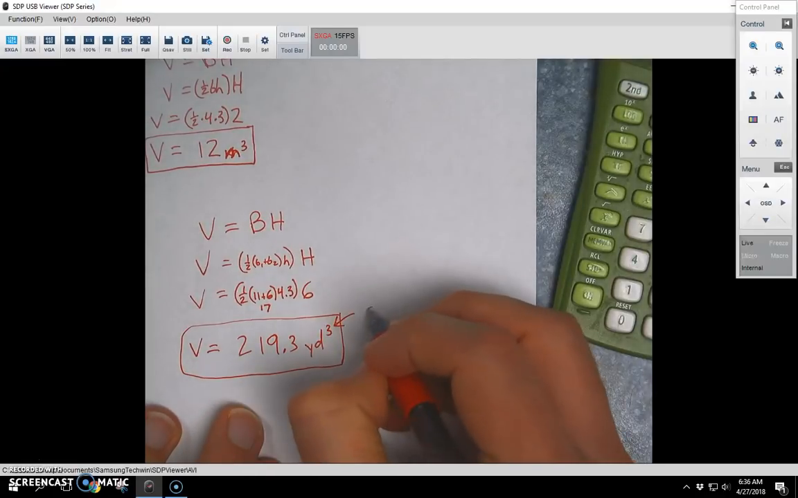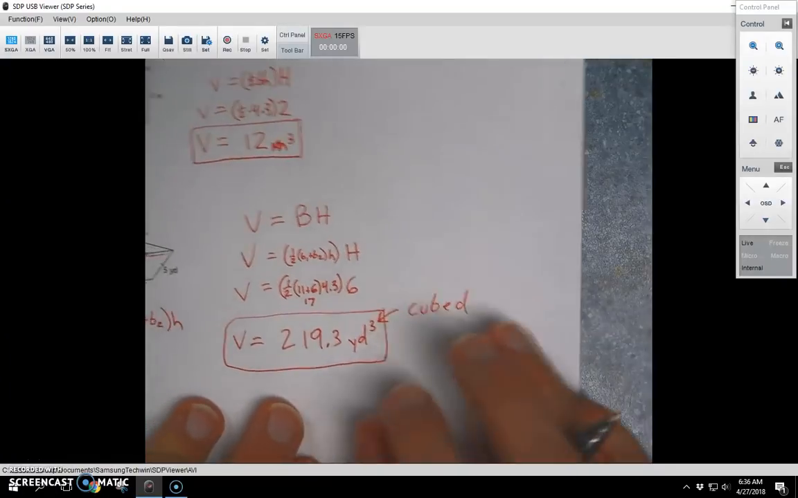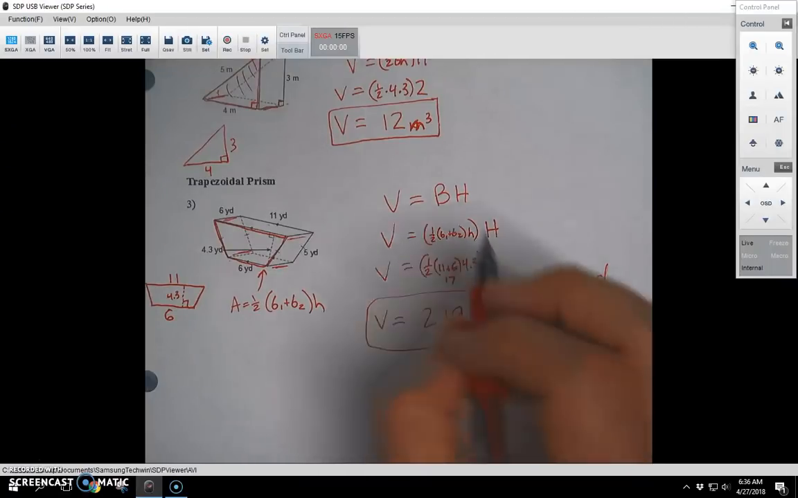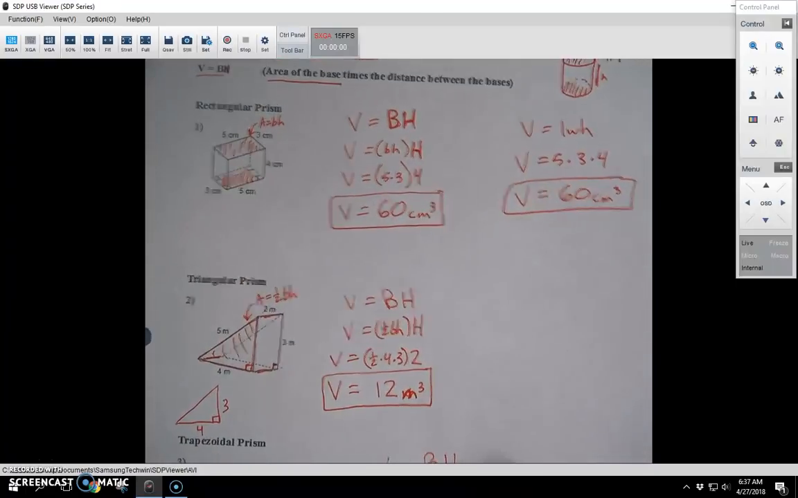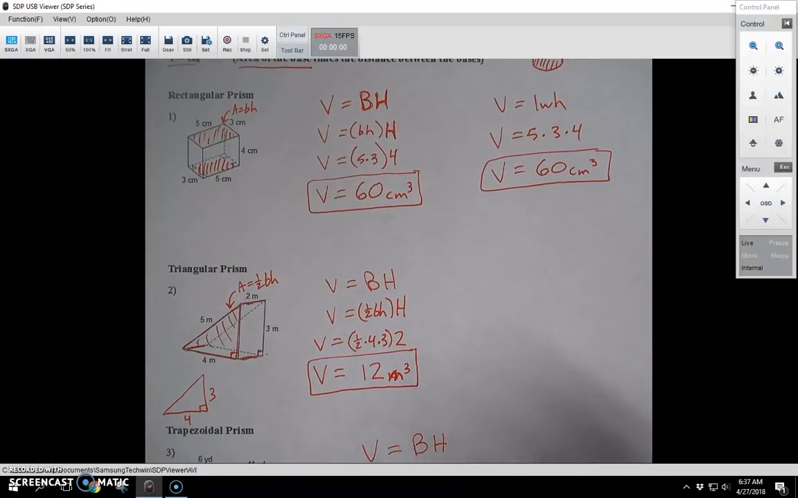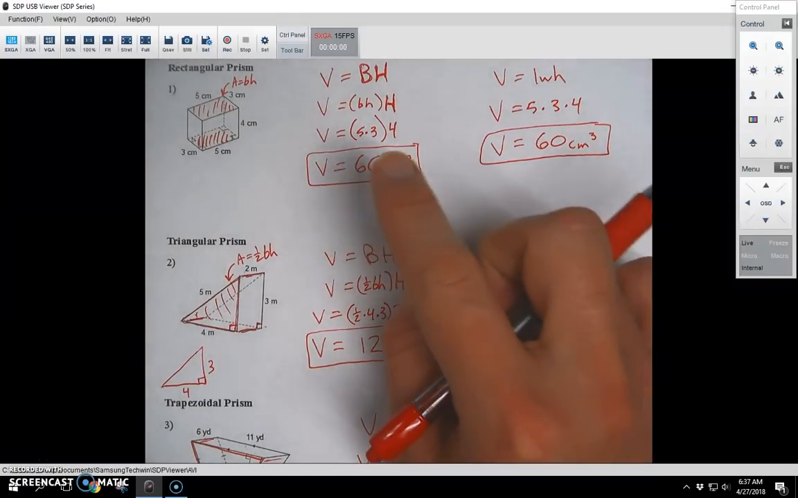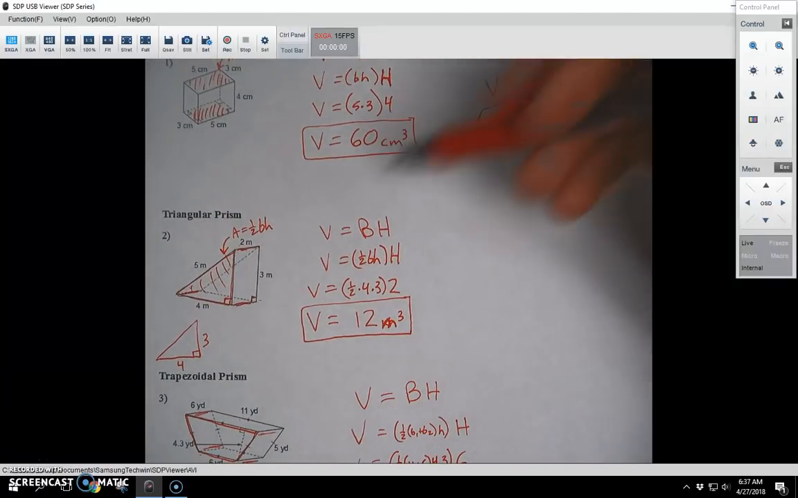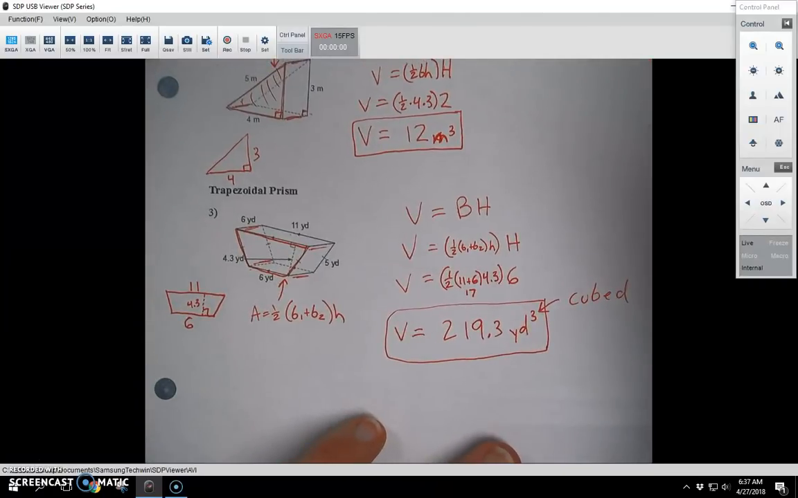And just like to the second power, we said yards squared, centimeters squared, to the third power is cubed. So this is meters cubed, yards cubed, centimeters cubed. And just like with squared, we could say square feet, square meters. You could switch up the language there, and you can do the same thing here. This could be 60 cubic centimeters, 12 cubic meters, or you could say 12 meters cubed. Either way is fine. They mean the same exact thing.